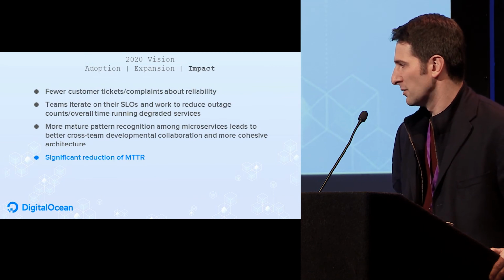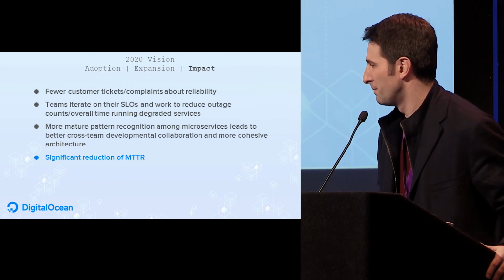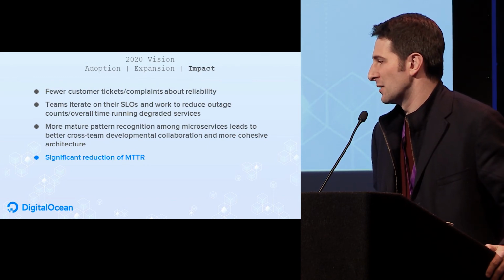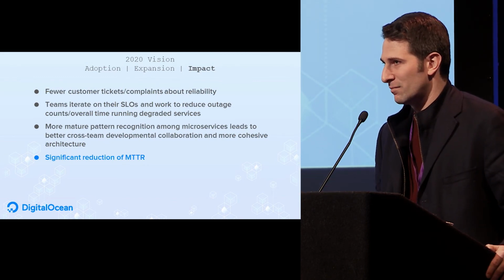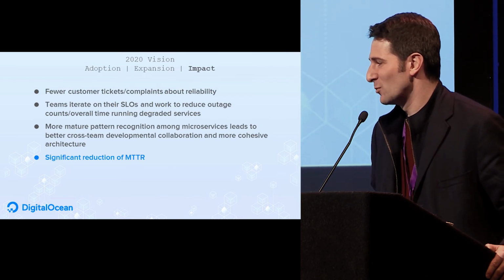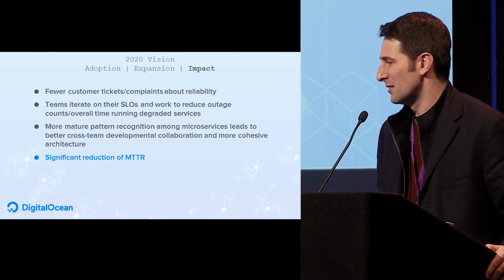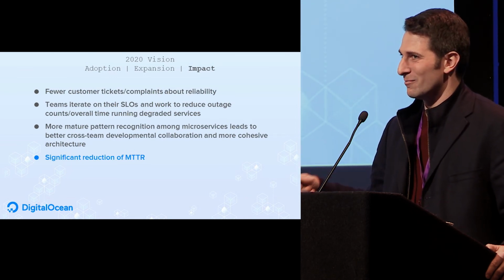Right, impacts. These are all kind of overlapping, just arbitrary terms, right? Fewer customer tickets and complaints about reliability. That's pretty standard. We want to reduce that. Teams will iterate on their SLOs and work to reduce outage counts and overall time running degraded services. Again, this is pretty common sense.